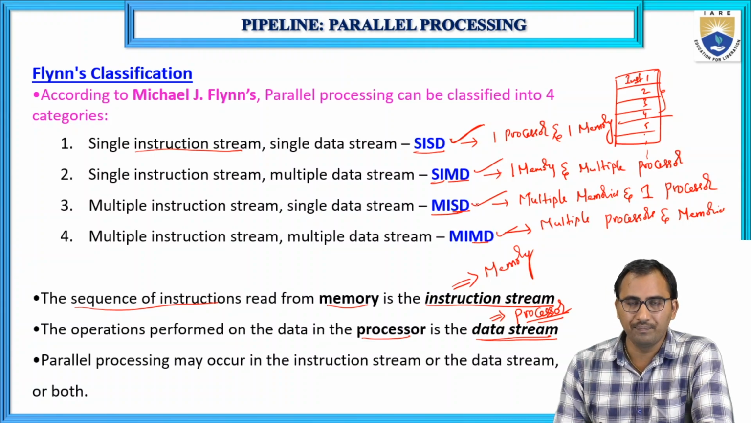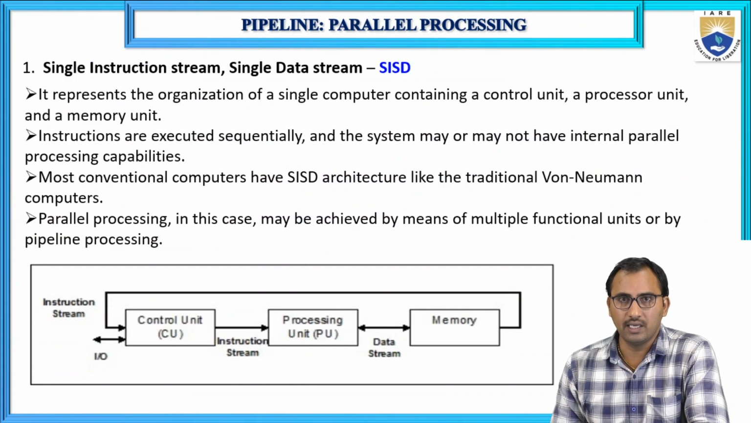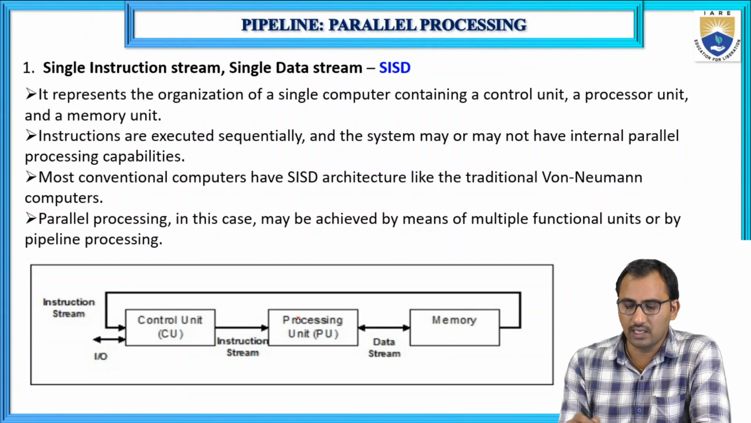Okay, so these are Flynn's classification. Parallel processing may occur in the instruction stream or the data stream or both. So this parallel processing may take place on any of these streams, either instruction stream, data stream, or both. So let's see one by one. First one is SISD, single instruction stream, single data stream.